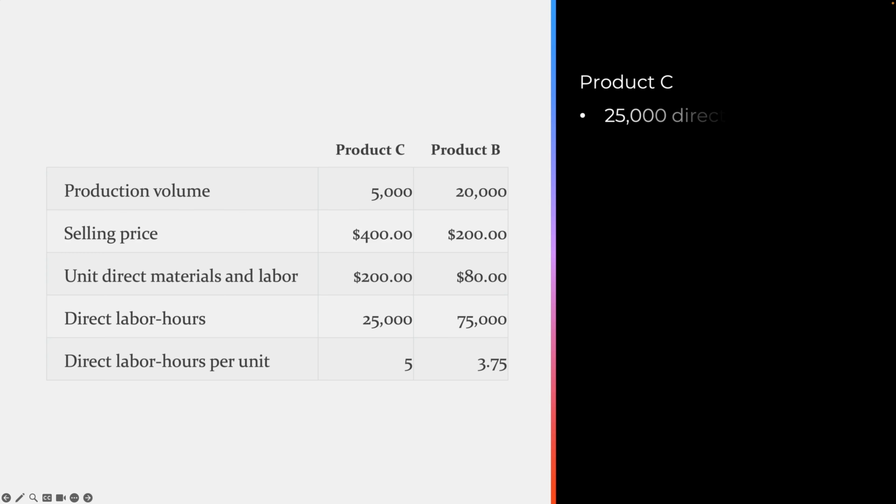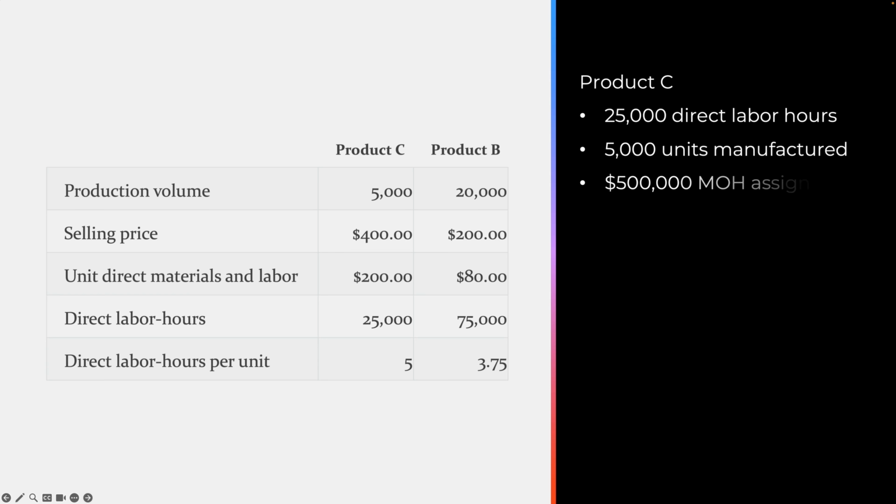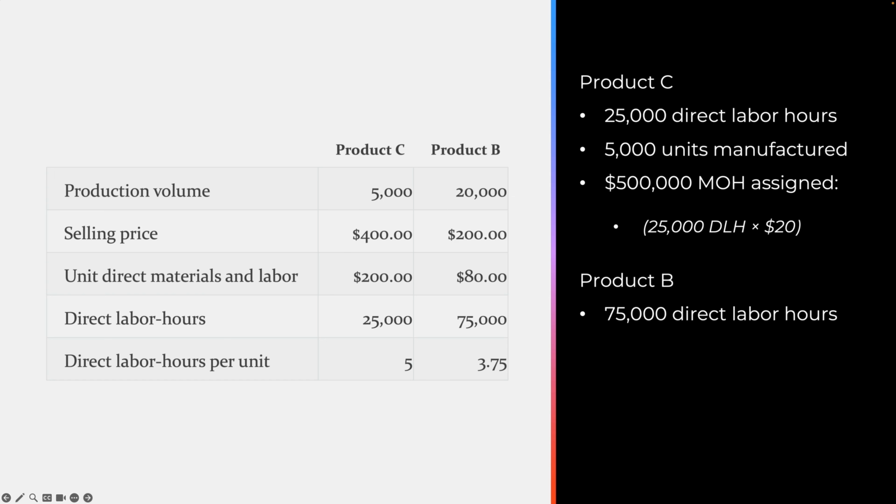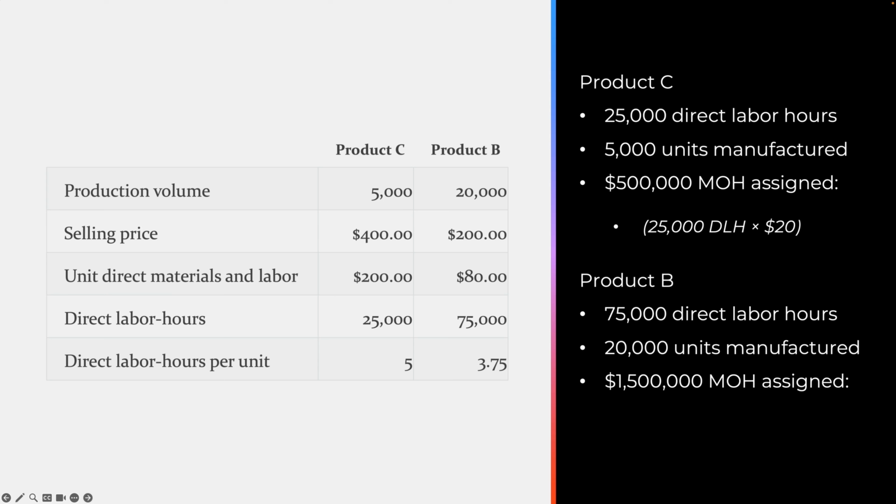Product C, 25,000 direct labor hours, 5,000 units manufactured, and $500,000 manufacturing overhead would be assigned. How did we get that? Well, we take the 25,000 direct labor hours and multiply that by the rate we calculated previously of $20 an hour. For product B, remember we have 75,000 direct labor hours, 20,000 units manufactured. This means 1.5 million in manufacturing overhead is assigned. That's 75,000 direct labor hours multiplied by the previously calculated rate of $20.